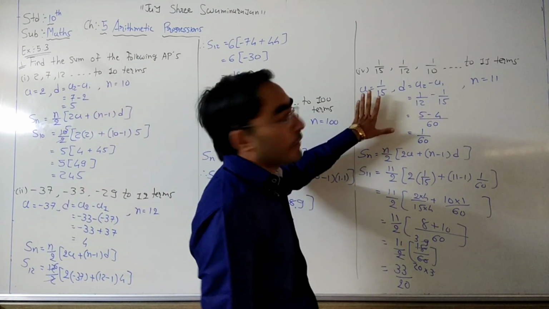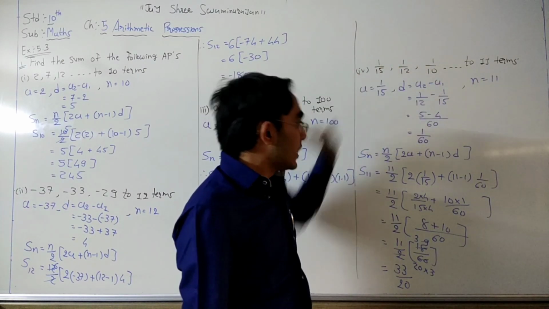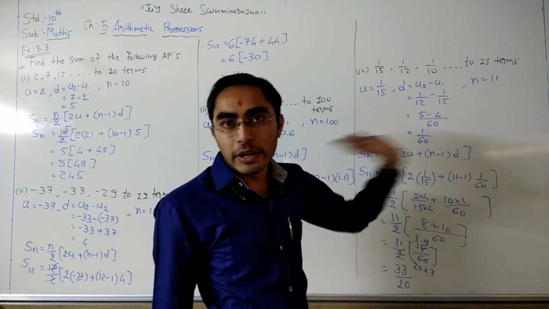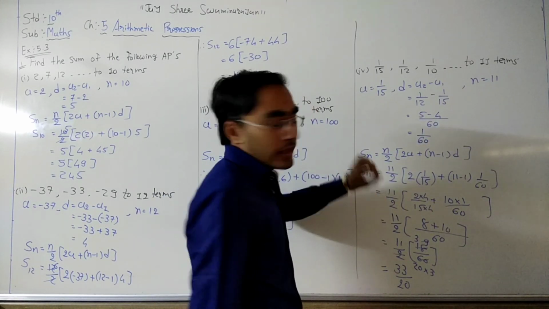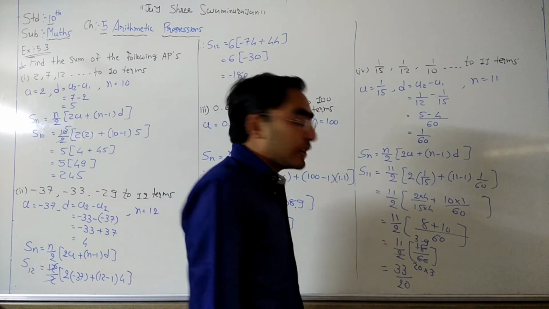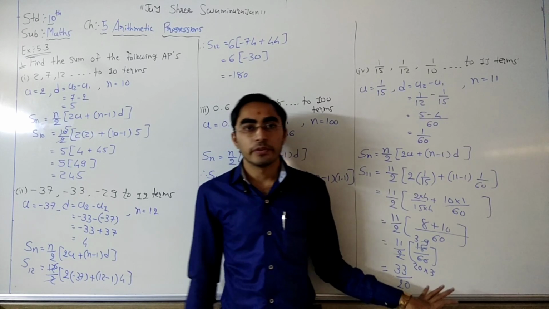Okay, first of all we need to find a, d and n from the AP. Then we need to use the formula of Sn, n by 2 in bracket 2a plus n minus 1 d. Okay, then put the values of a, d and n, and you will get the answer of Sn. Okay, so in this way we need to find the answer.